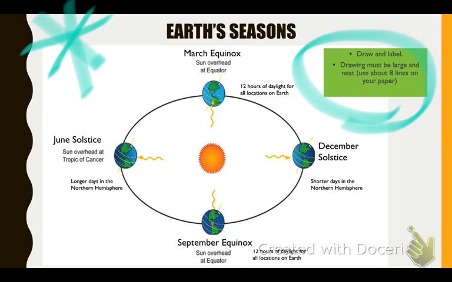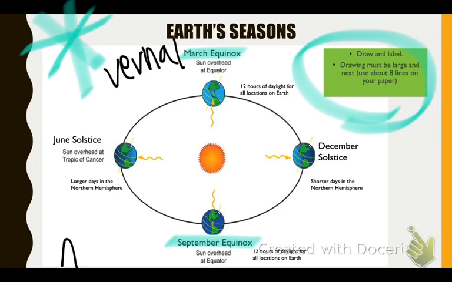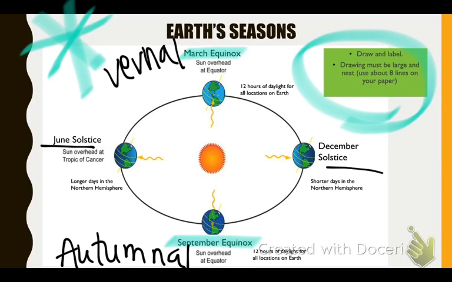So it's important to remember that you have March, you have September on the opposite side, so you can label this the vernal and then the autumnal. And then you have your December and your June solstice. Okay, make sure that you have all the information that is posted here.